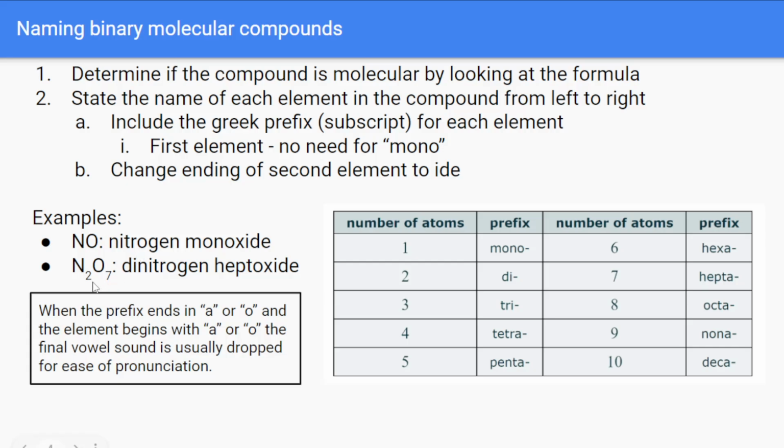In the next example, we have N2, that means there's two nitrogens, O7, 7 oxygens. So dinitrogen, because 2 is di, the element is nitrogen, dinitrogen, and then the other one is heptoxide. 7 is hepta, so 7 oxygens is heptoxide. You may have noticed that we changed the ending to "ide" each time, so we have to change the second element. We change the ending to "ide."